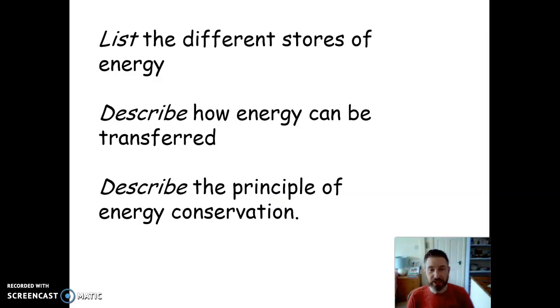I want you to list different energy stores. I want you to describe some transfers of energy, how those stores of energy can be transferred into something else, and describe the principle of energy conservation. You're going to learn the law of conservation of energy. So, just start with that.